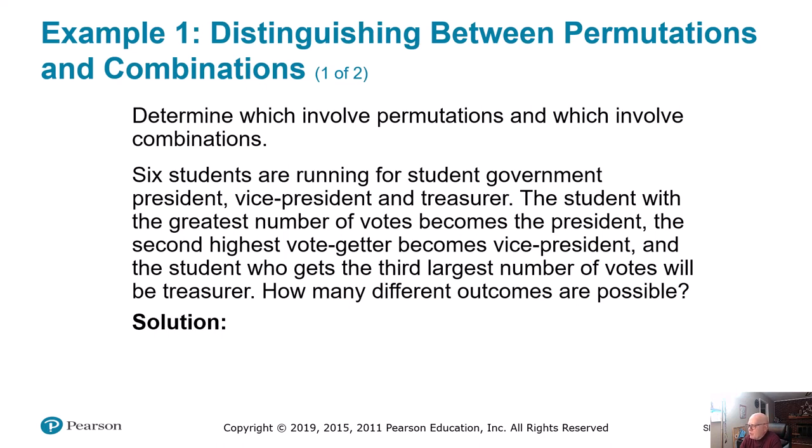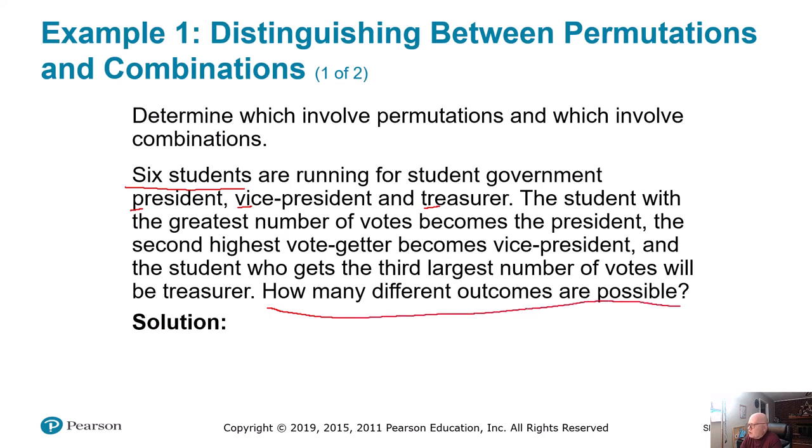So in this example, we've got 6 students running for student government. The possibilities are president, vice president, treasurer, and the way they're running this one, the one with the most votes gets to be president, second, vice president, third, treasurer. Of course, if you're running for student government and you have those 3 possibilities, you want to first of all be an officer, and you also want to be president, right? Otherwise, you wouldn't be running for office. We want to find out how many different outcomes are possible.